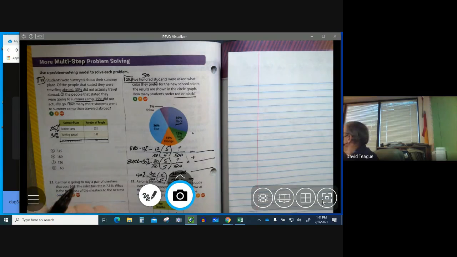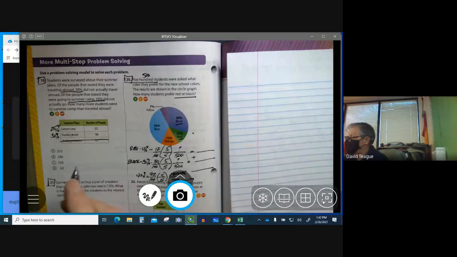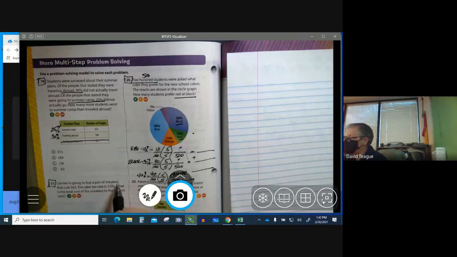Okay. 21. Okay, this is a very straightforward one. This one should be fairly easy. It says Carmen is going to buy a pair of sneakers. The cost is $63. The sales tax is 7.5%. That's pretty cheap. What is the total cost of the sneakers to the nearest cent?